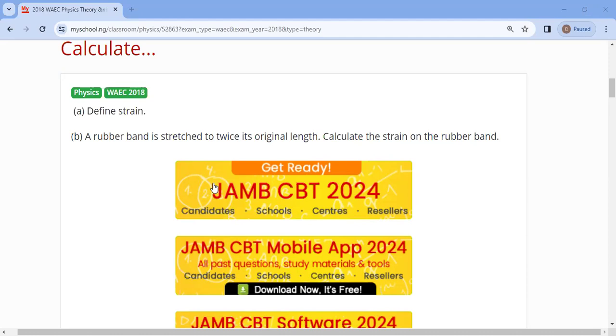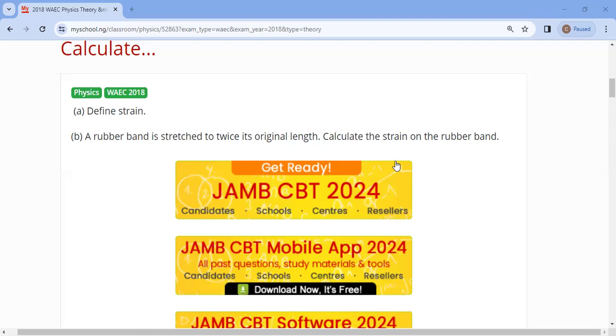Old length L, new length 2L. The increase in length is the new length minus the old length. So what is the answer now? Okay, just do the math for me. Can you just do 2L minus L for me? What's the answer to that? 2L minus L. Yes? L.